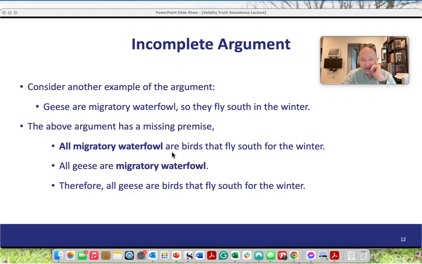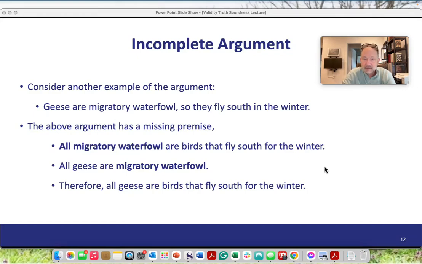All migratory waterfowl are birds that fly south in the winter. All geese are migratory waterfowl. All right. So this is the second premise after we establish that migratory waterfowl fly south, right? We know that they migrate, but how do they migrate? Do they walk? Do they do jumping jacks? Do they go north? Do they go west? So basically this argument becomes a complete argument because we define what makes migratory waterfowl unique, which happens to be what we're going to assert in the conclusion.